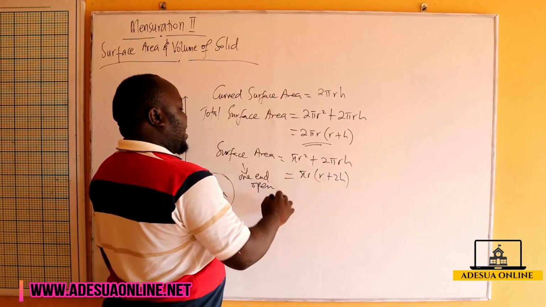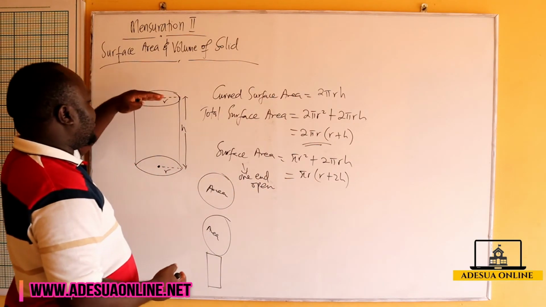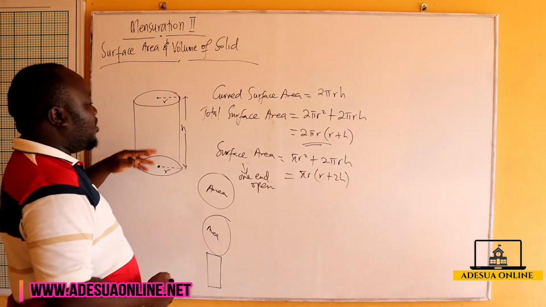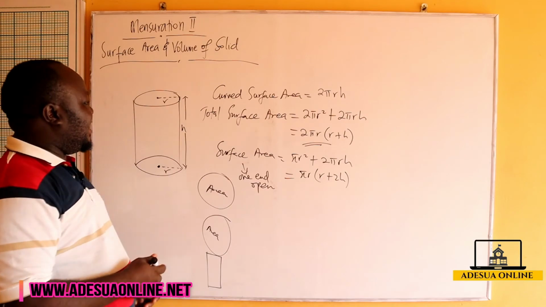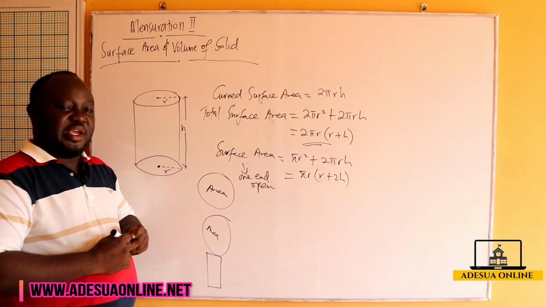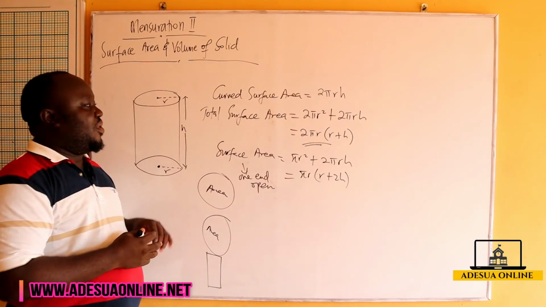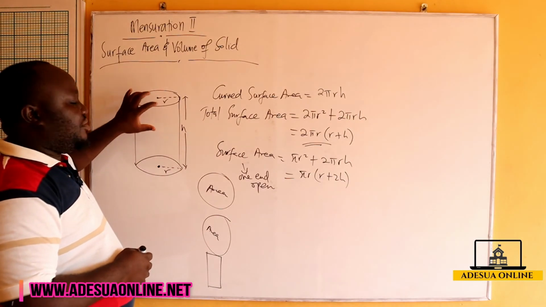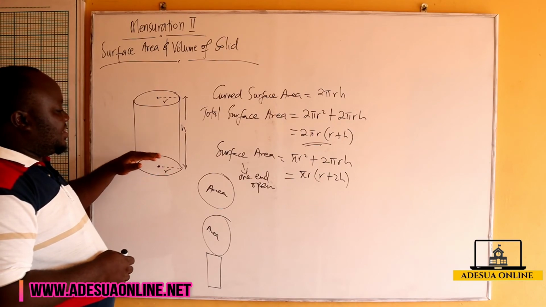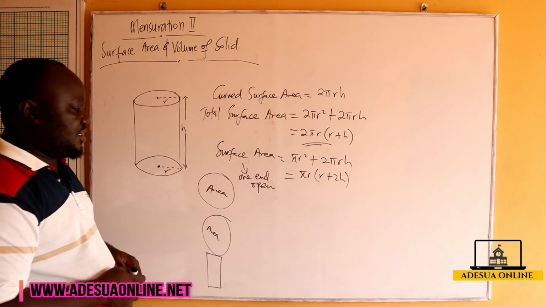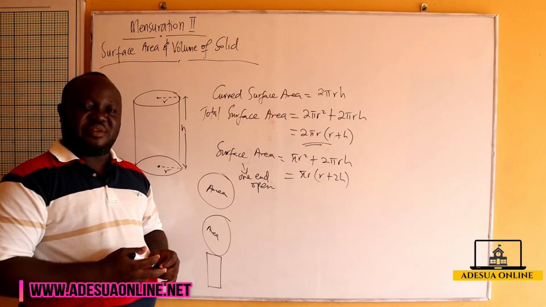Assuming both ends are open, so this is out and this is also out, we shall have just 2 pi r h as the surface area of this cylinder. When both ends are open, it means there wouldn't be any area here, there wouldn't be any area here, so it's just 2 pi r h. That will be the surface area for both ends open.